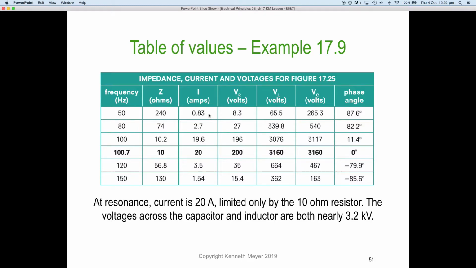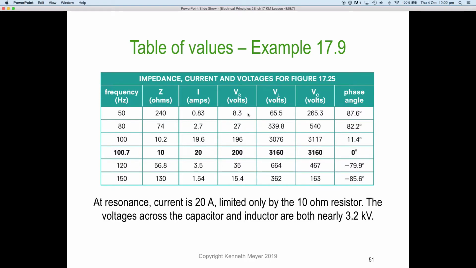You'll notice our current starts quite low because our reactances are restricting the current. We get to our resonant point where only the resistor is restricting the current, so we end up with about 20 amps flowing in the circuit. Then the current drops off again as the frequency increases up to 120, 150.